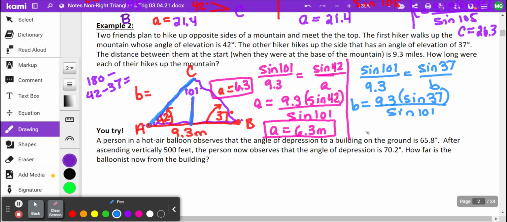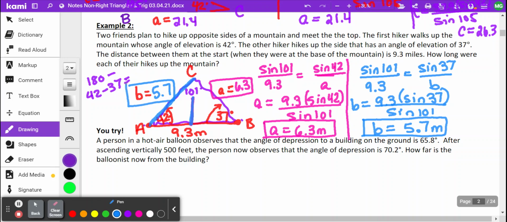Put that in your calculator and you find out that the person over here only had to hike up 5.7 miles. But it was a steeper hike, so maybe it was equally as difficult. Okay, so this length right here is 5.7.